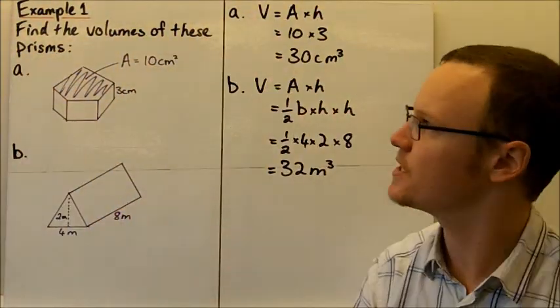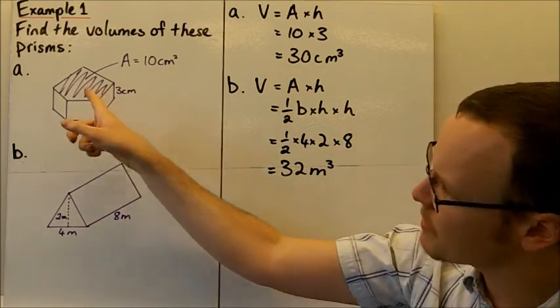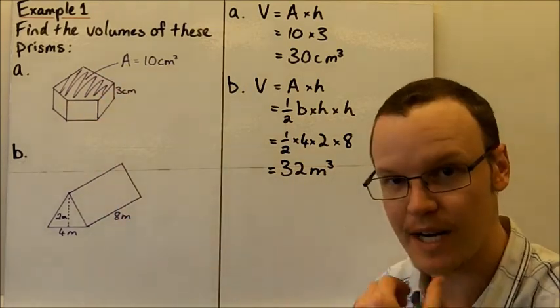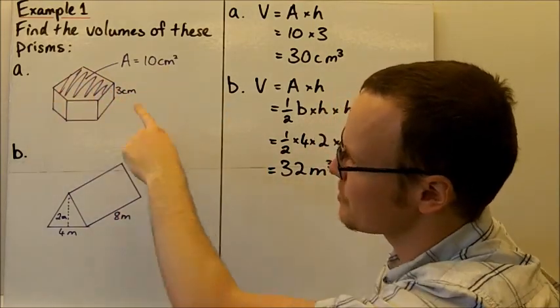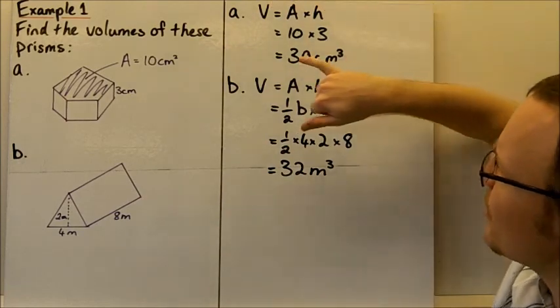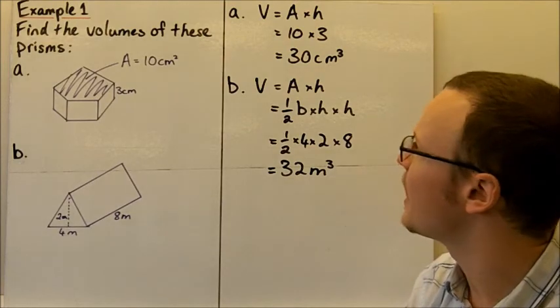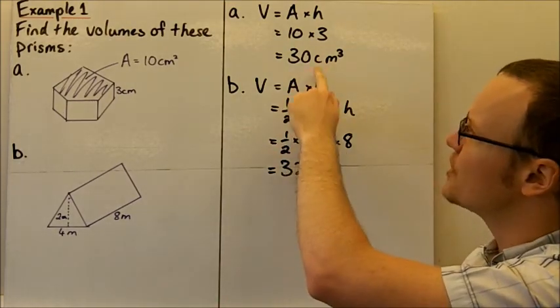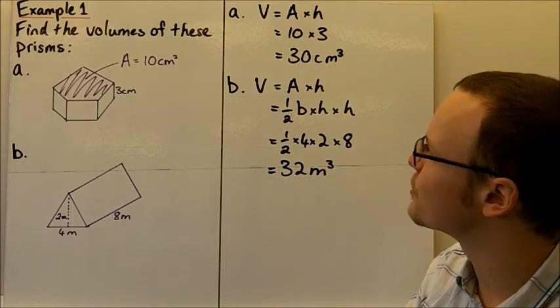Looking at some examples now. First example, we've got to find the volumes of these prisms. Here we've got some sort of prism. We've been given the area of 10 centimetres squared, and the height is 3 centimetres. So the volume is the area times the height. So that's 10 centimetres squared times 3 centimetres height. So that's 30 cubic centimetres, 30 cubic centimetres in volume.